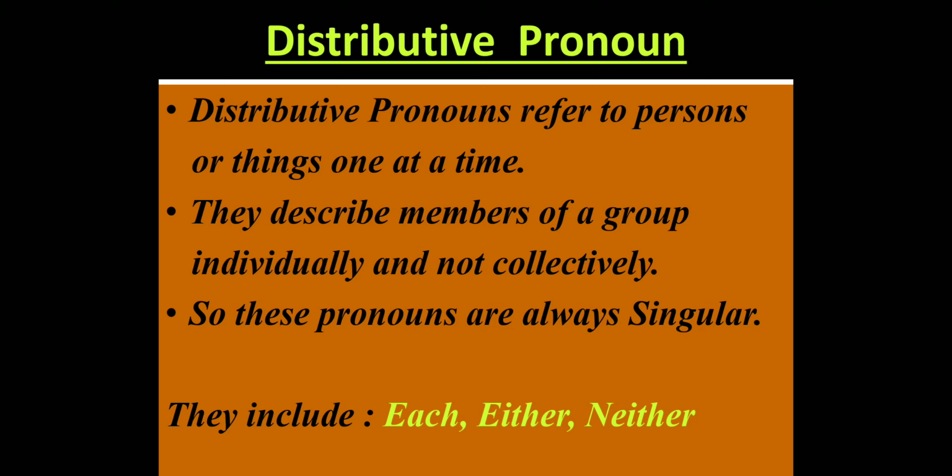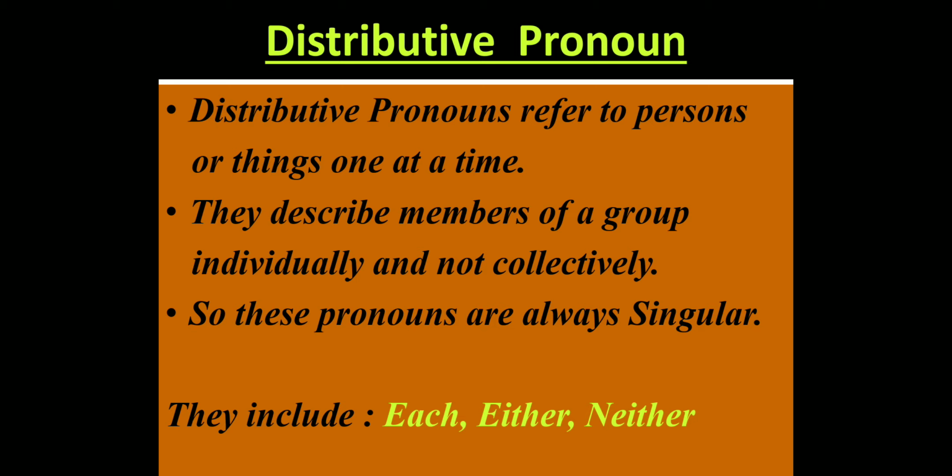They describe members of a group individually and not collectively. That is, when you approach a group, suppose there are 5 students sitting in a group and you want to distribute sweets, you'll go and give sweets to each one individually, one to the first, then to the second person, then to the third, then to the fourth, then to the fifth one. So you're approaching each one individually. That is distribution. So distributive pronouns are when you are referring to one person or one thing at a time, and you are referring to everyone individually and not collectively.